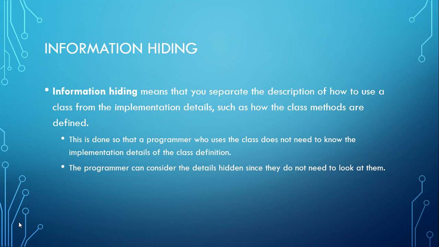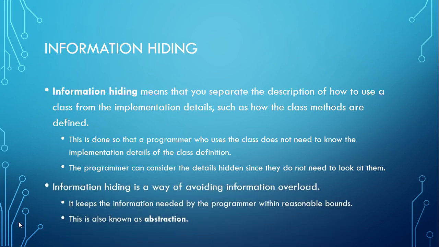Information hiding means that you separate the description of how to use a class from the implementation details, such as how the class methods are defined. This is done so that a programmer who uses the class does not need to know the implementation details of the class definition. The programmer can consider the details hidden since they do not need to look at them.